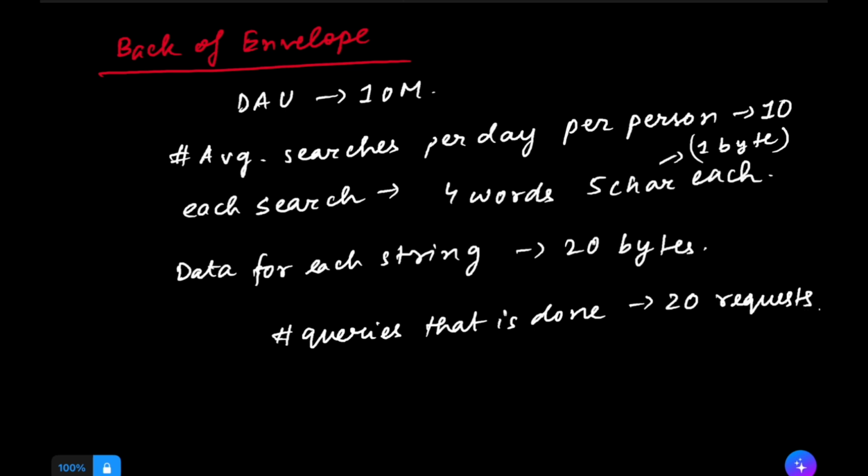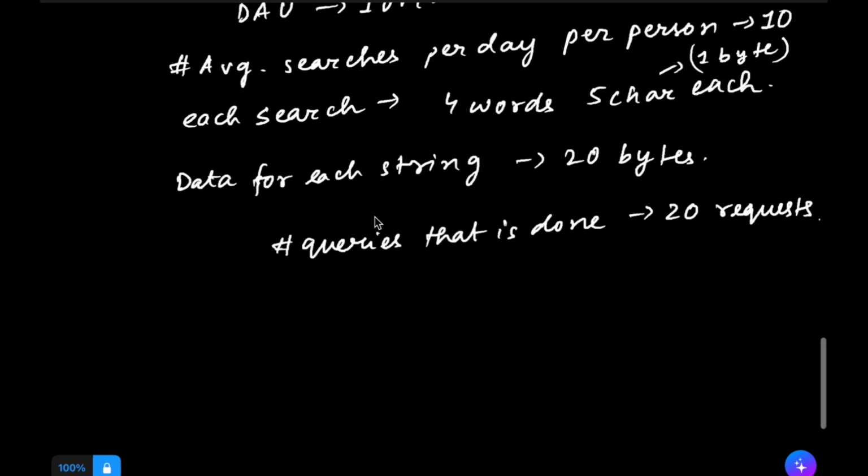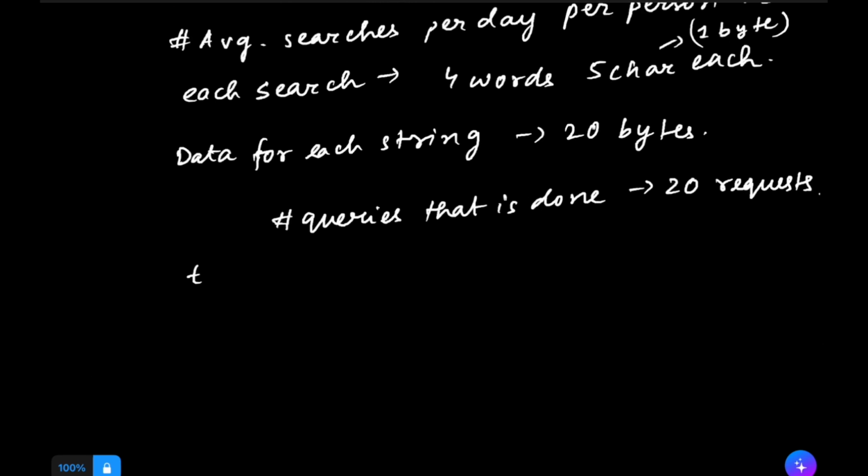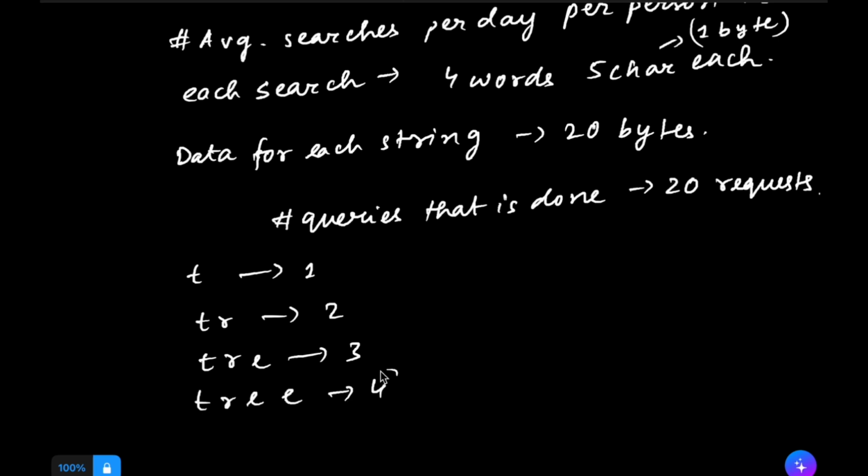So let's say suppose I type the word tree. First I type T, one query is being sent. I write TR, 2 queries, TRE, 3 queries, and then TREE, so a total of 4 queries are being sent to the backend.